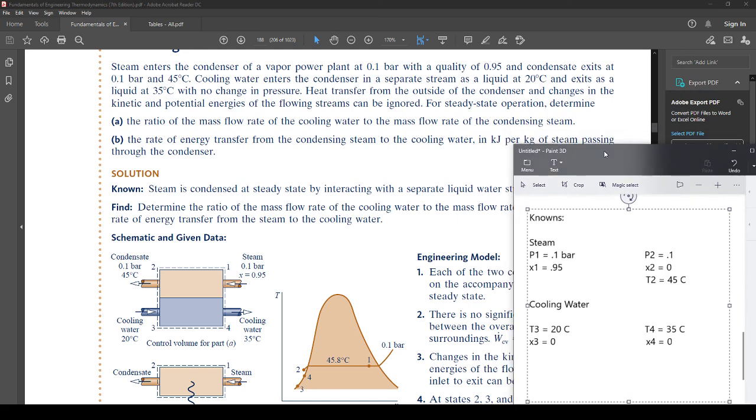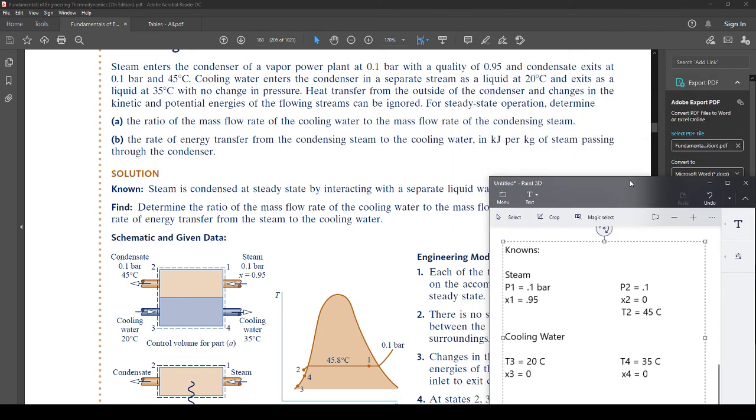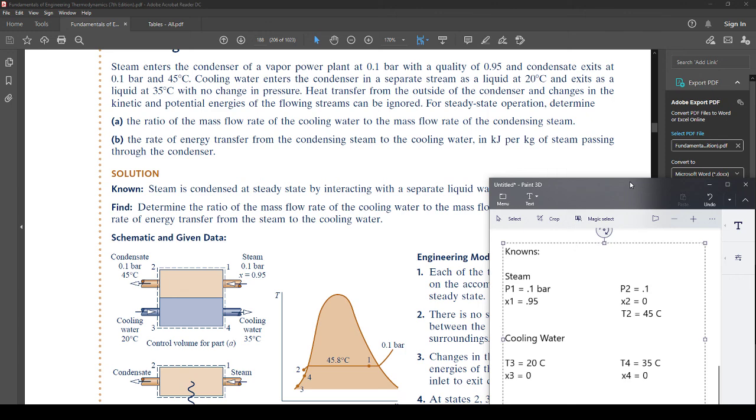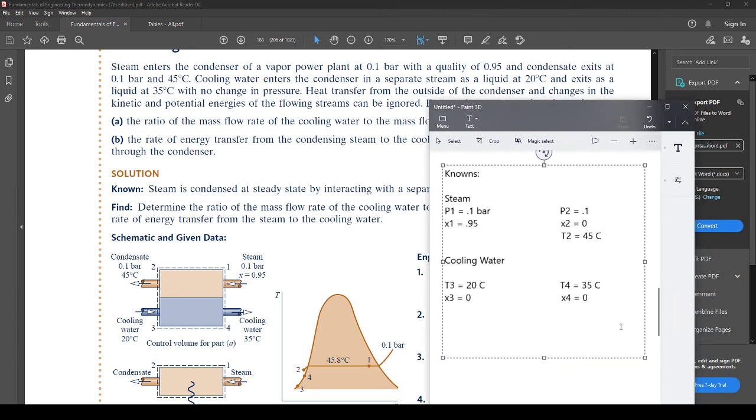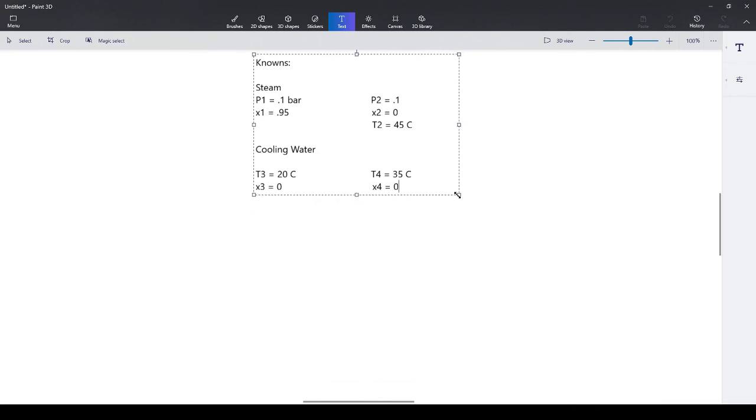It says heat transfer from the outside of the condenser and changes in the kinetic and potential energies of the flowing streams can be ignored. For steady state operation, determine the ratio of the mass flow rate of cooling water to the mass flow rate of the condensing steam, and the rate of energy transfer from the condensing steam to the cooling water in kilojoules per kilogram of steam passing through the condenser. A lot to unpack there. So let's do this one first. I'm going to move this up. We have to find the mass flow rate ratio and also the heat transfer.